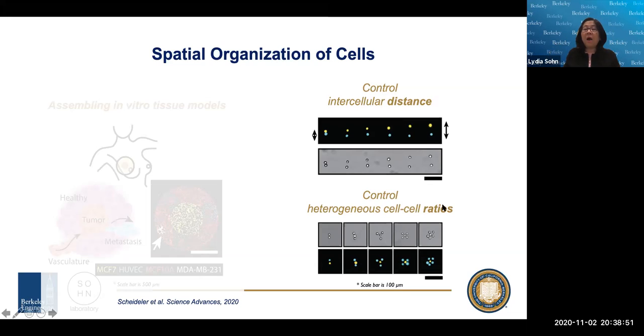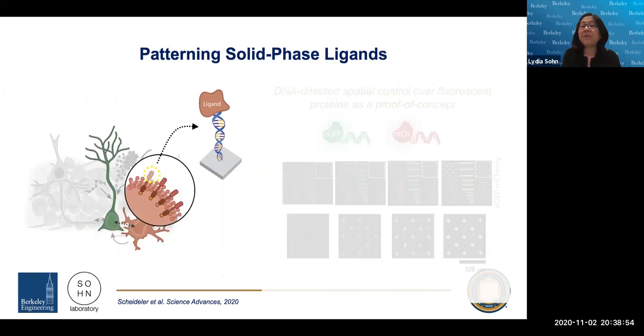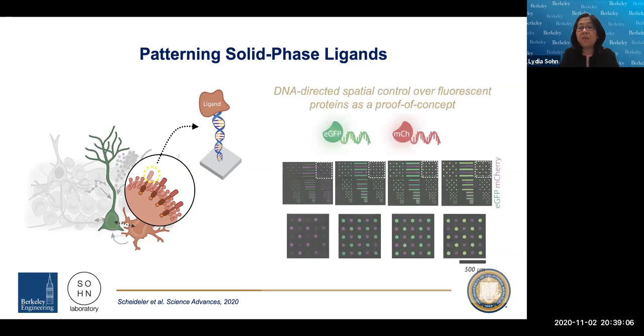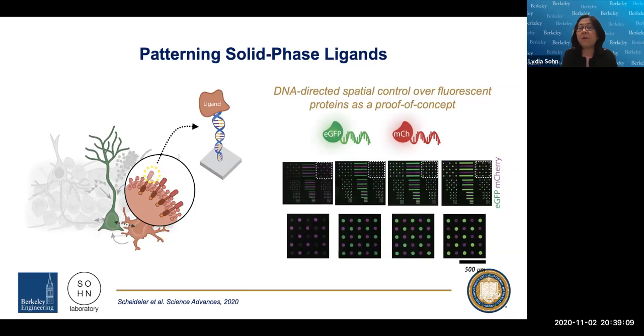Now, beyond patterning cells, we can also pattern solid phase ligands. We can attach a DNA oligo onto a ligand through click chemistry, and then we can perform our usual patterning method. And so here's an example where we took green fluorescent protein, attached an oligo sequence onto it, and then we also tagged an mCherry. And through our various patterning, we patterned different features of mCherry and green fluorescent protein. And you can see how well we have control.